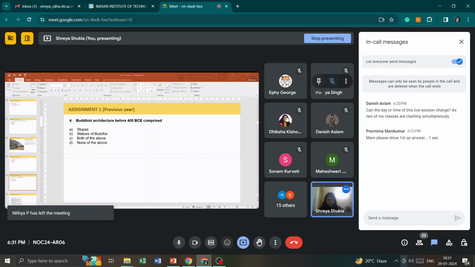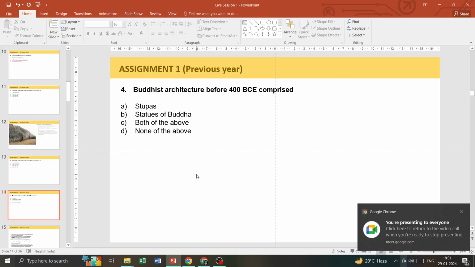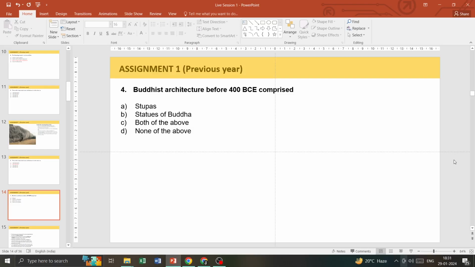Moving forward, question number 4. Buddhist architecture before 400 BCE comprised of stupas, statues of Buddha, both of the above, or none of the above. The question is specifically asking what Buddhist architecture in India before 400 BCE comprised of. To answer this question, first of all, we should be aware of the different parts of Buddhist architecture. Secondly, we should be aware of when Buddhist architecture started emerging in India.